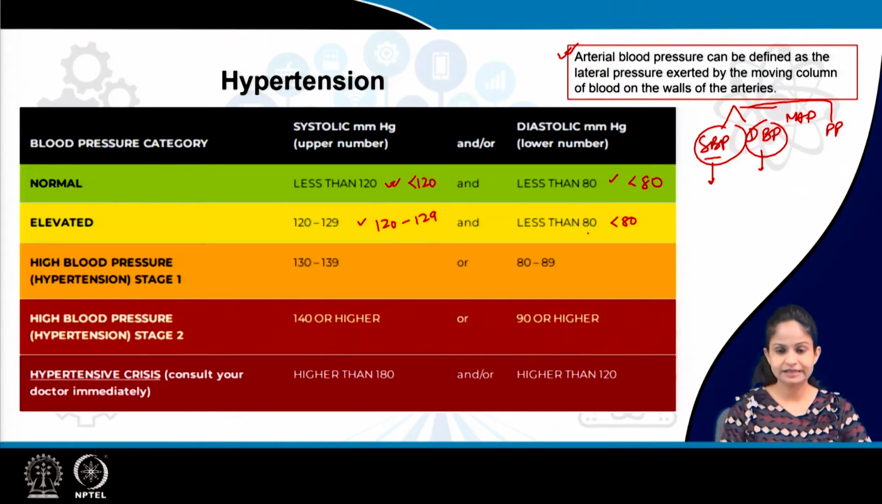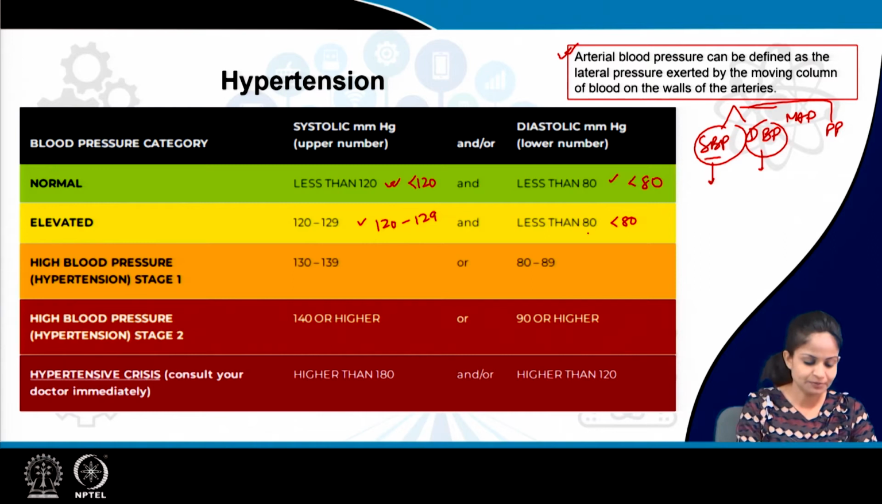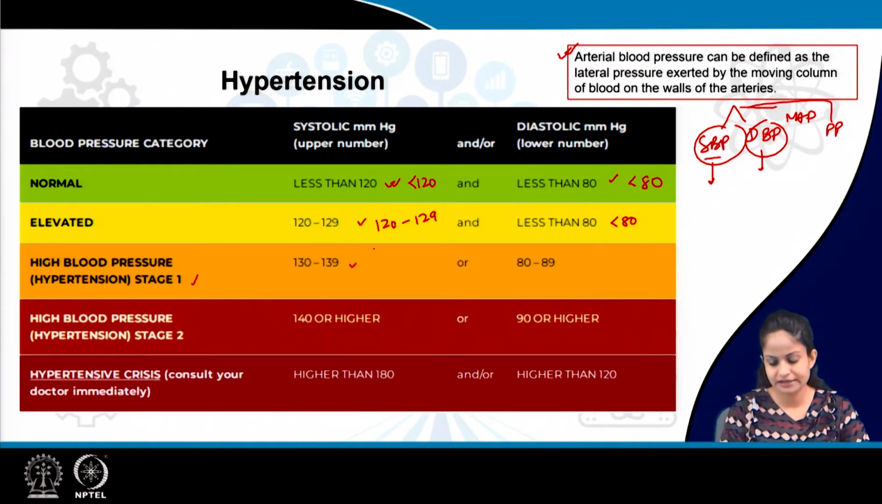After this, anything beyond this will come as hypertension stage 1: 130 to 139 millimeter of mercury and diastolic blood pressure between 80 to 89. Stage 2 is 140 or higher, with diastolic more than 90. Then we have hypertensive crisis, which is a very emergency condition, when the systolic blood pressure goes more than 180 millimeter of mercury and the diastolic blood pressure goes more than 120 millimeter of mercury.